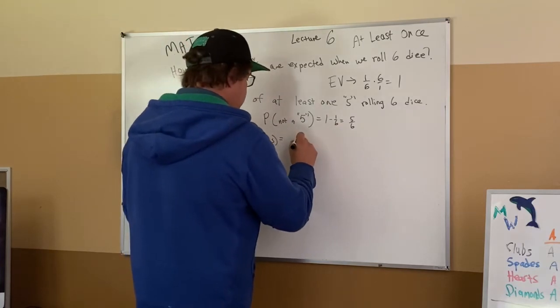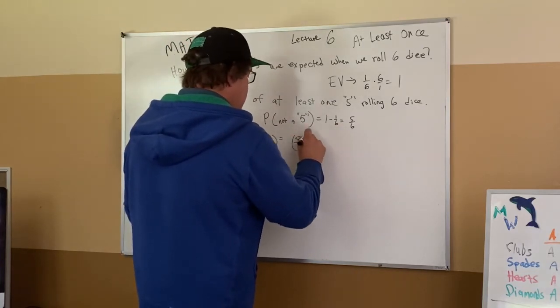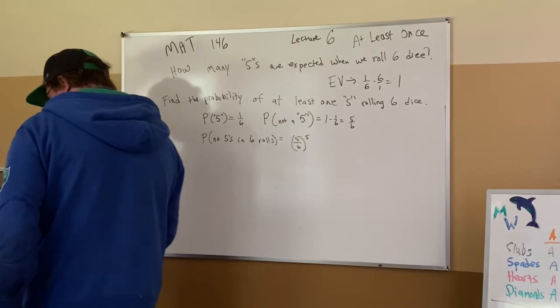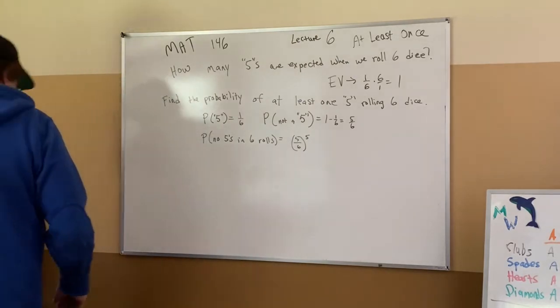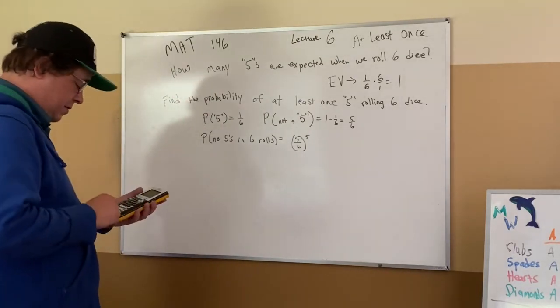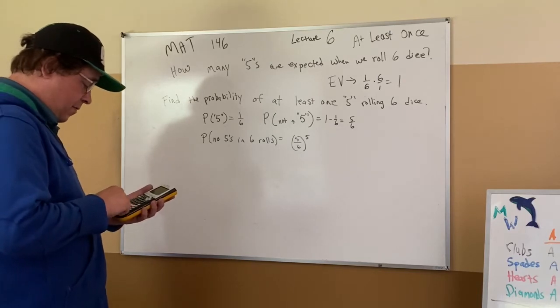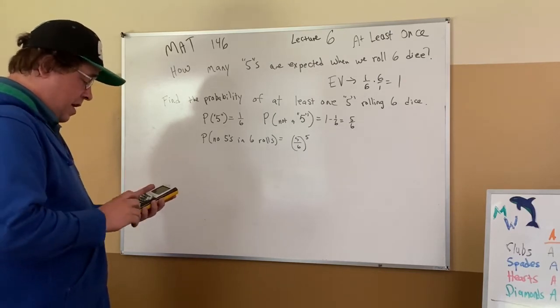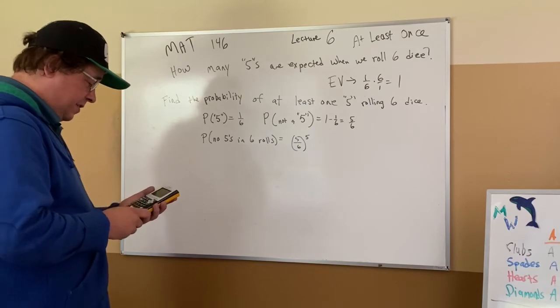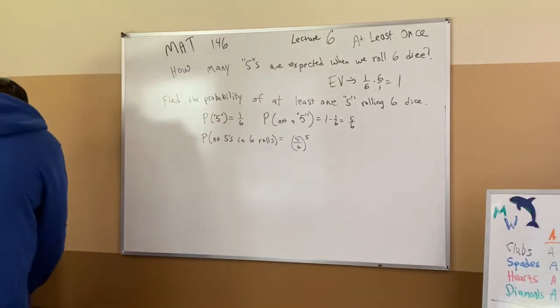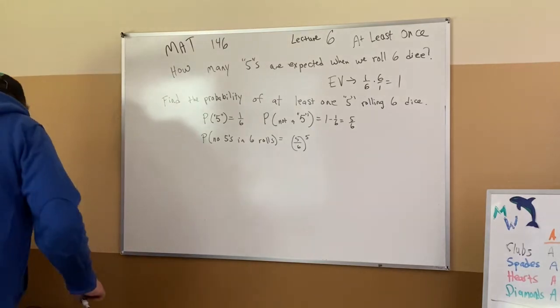So you take that 5 over 6 and you power it to 6. Let's get that number. 3 decimal digits will be enough to give us a good idea of what's going on. So we take 5 over 6 and I hit equals. And then I power that to the 6th. 0.335.